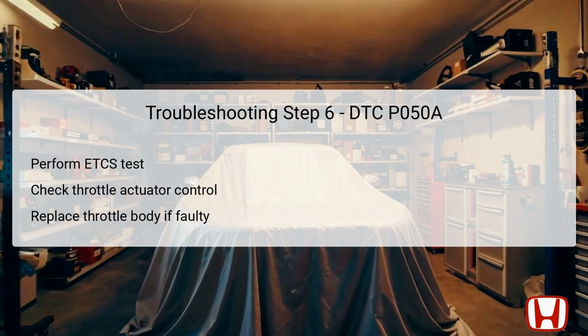However, if the HDS indicates a fault with the throttle actuator control valve, the throttle body will need to be replaced. This component plays a significant role in throttle response and fuel efficiency, so addressing any faults promptly is critical.